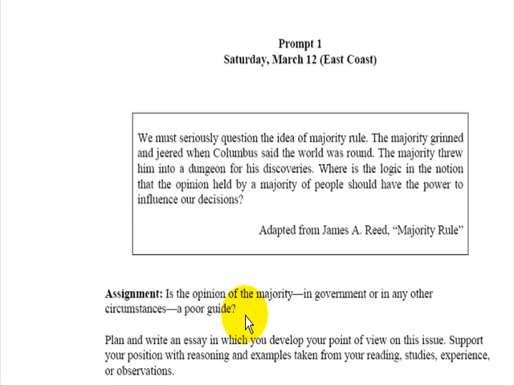Sorry, what you do is you take a look at the main words, and then you circle the ones that are the main concepts, like majority and guide. Those are the two main concepts that you've got. So you want to take a look at that. Is the opinion of the majority in government under any circumstances a poor guide?